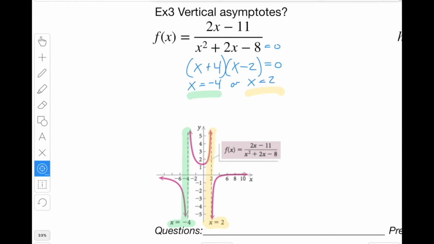If you're strictly being asked to find the vertical asymptotes, you don't need to graph it. You just need to list them, and this would be a good enough answer. I'm just showing you where they are on the graph here.